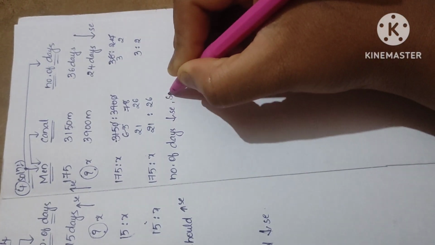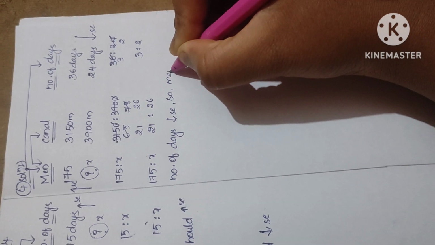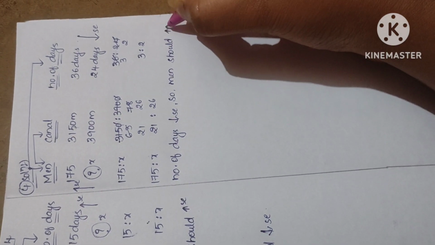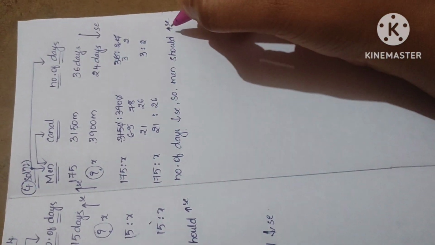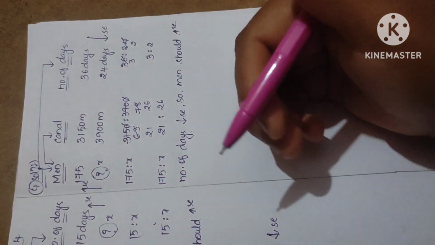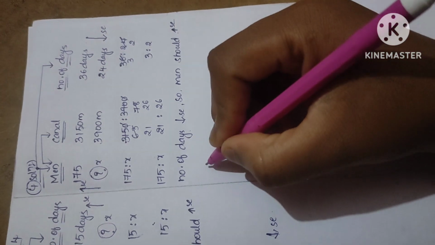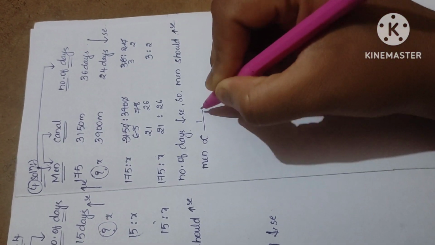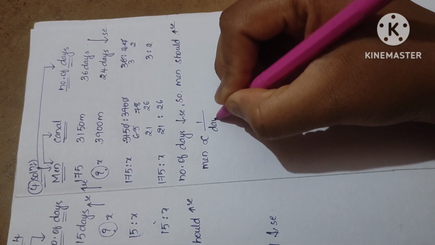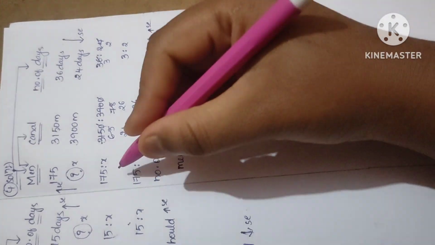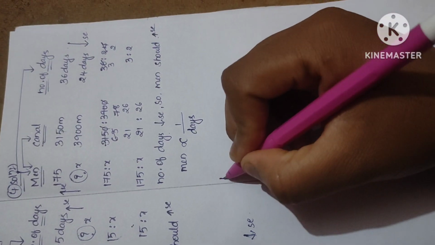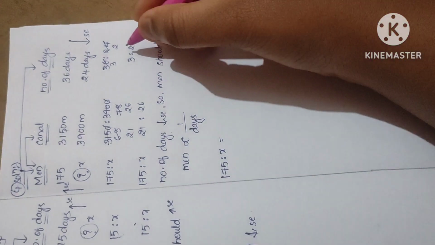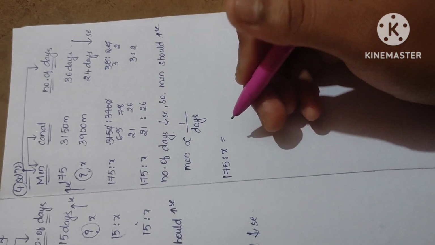In which proportion is it, direct or inverse? If one quantity decreases and another quantity increases, then it is in inverse proportion. So we can write men is inversely proportional to days. So let's write the ratio of men, that is 175 is to x equal to the ratio of days, 3 is to 2. But here we have to write the ratio for inverse proportion. So we have to write the reciprocal ratio of 3 is to 2. So that is 2 is to 3.